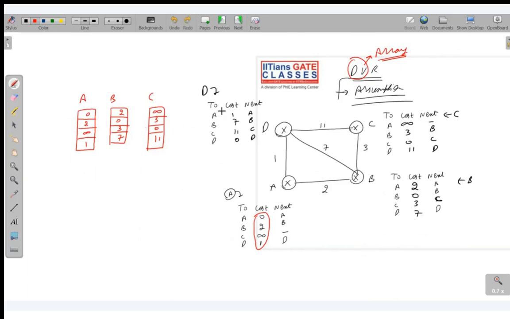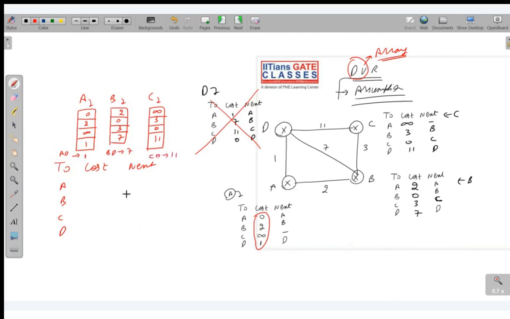Now what will D do? D will simply discard its table, and it will construct a new table, from which it will take the minimum values. So what will D make? To, next, A B C D. From A this comes, from B this comes, and from C this comes. So here you will write distance also. AD distance is 1. BD distance is 7. CD distance is 11.